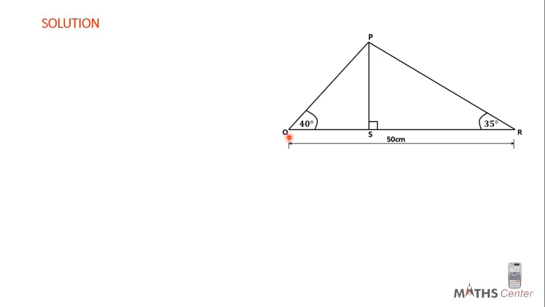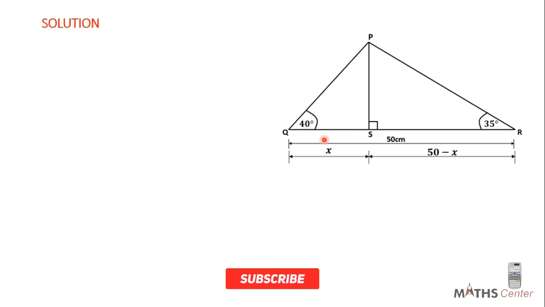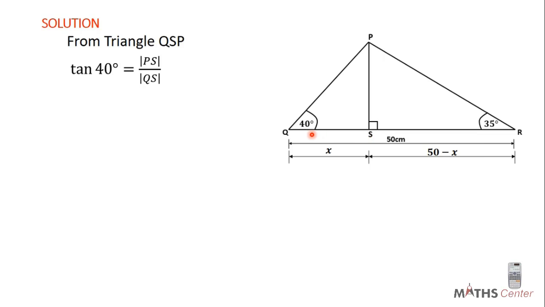Now we know that from Q to R is 50 meters. It has been given to us. So if I call QS, from Q to S, X, then SR will be 50 minus X. The whole thing is 50. So if I call QS as X, then SR will be 50 minus X.